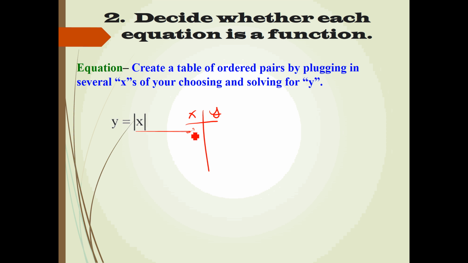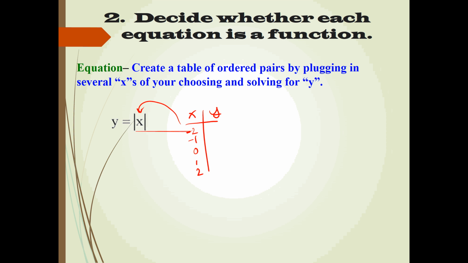some 0, and then some positive x's. And when I do this, I'm now going to take each input and put it in the place of x in the equation and see if I consistently produce the same output.